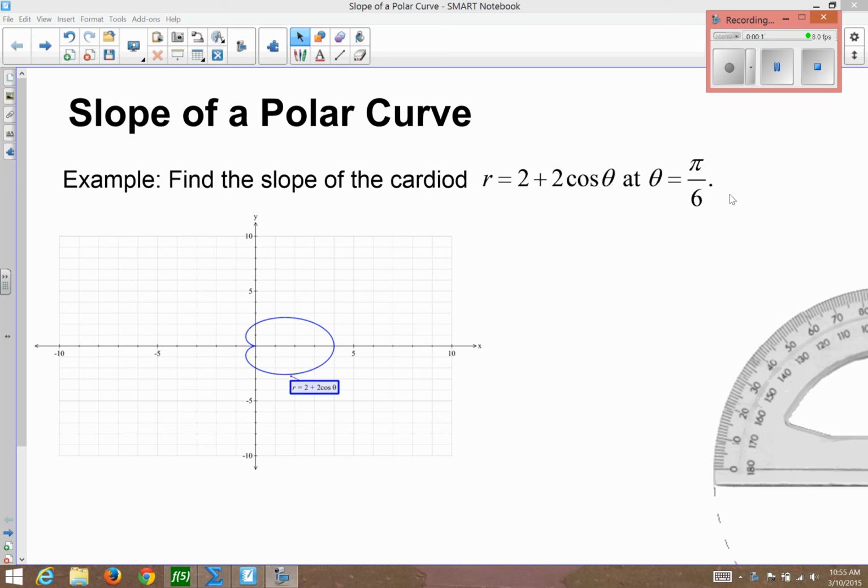Here's how we do it. Well, first of all, the slope of any curve, meaning the slope of the tangent line, is the derivative of y with respect to x, even though the equation is with polar coordinates, r's and thetas. To answer this question, we need the derivative of y with respect to x.